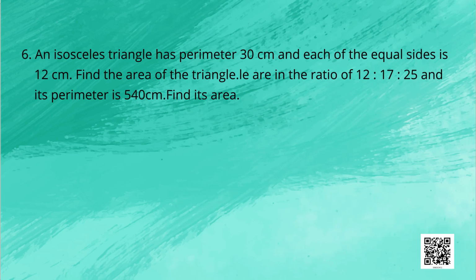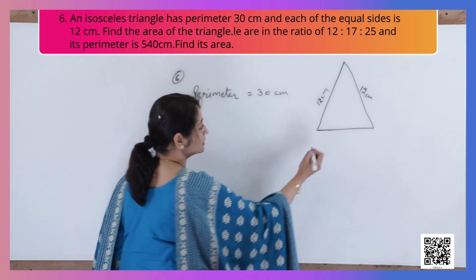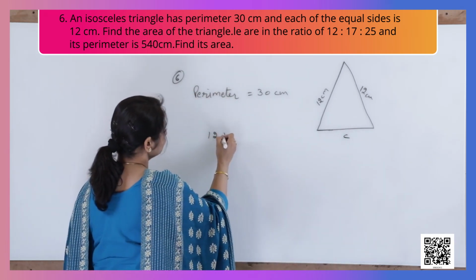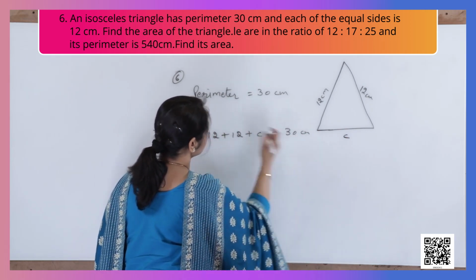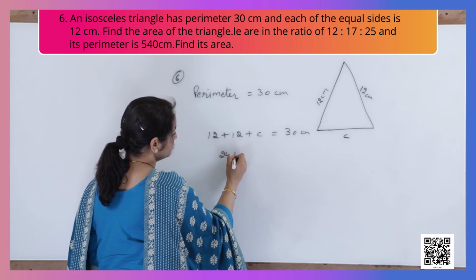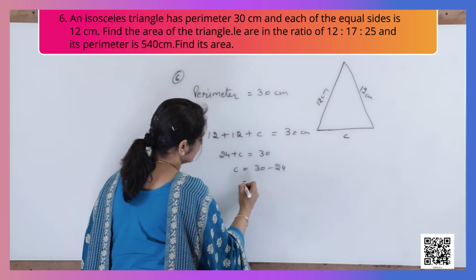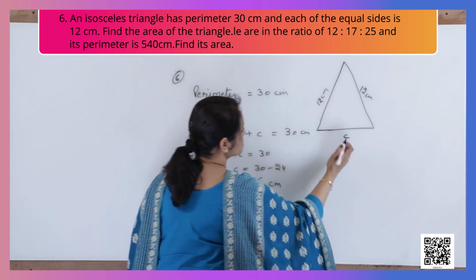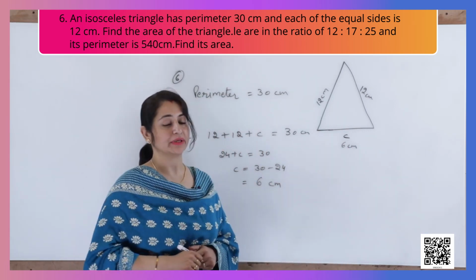Question number 6. An isosceles triangle has perimeter 30 centimeters and each of the equal sides is 12 centimeters. Find the area of the triangle. So each of the equal sides is 12 centimeters. So what will be the length of the third side? Again, 12 plus 12 plus C will be equal to 30 centimeters, because the perimeter is given 30 centimeters. So 24 plus C is 30 and C will be 30 minus 24, that is 6 centimeters. So this length is 6 centimeters. Now we know all the three sides of the triangle, so we can easily calculate the area.